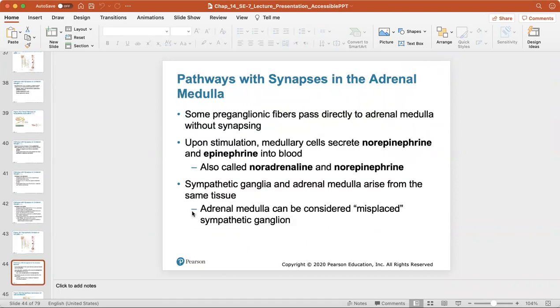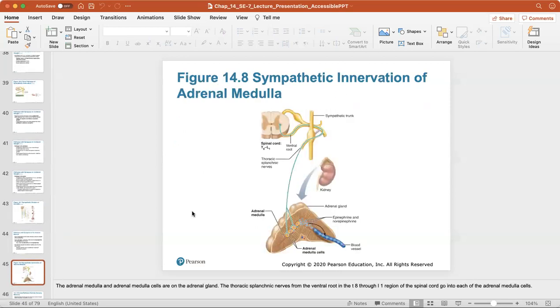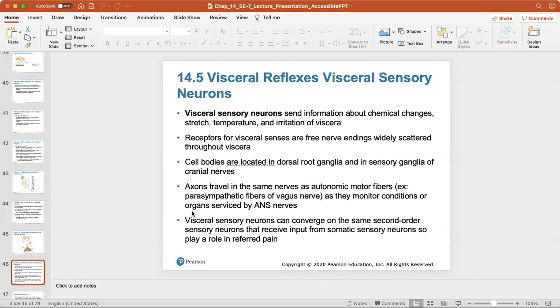Synapses in the adrenal medulla. These are preganglionic fibers passing directly to the adrenal medulla without synapsing. This is important because upon stimulation, the cells in the adrenal medulla can secrete norepinephrine or epinephrine, which will be responsible for the stress response. So it'll help in all kinds of sympathetic activity. The adrenal glands are the little glands that sit on top of your kidneys.